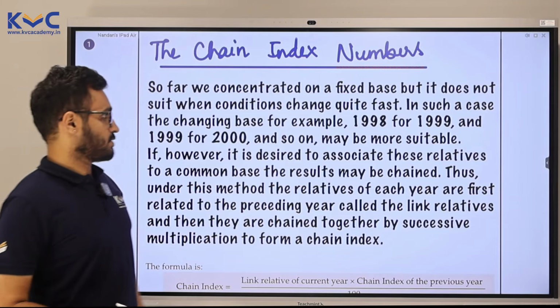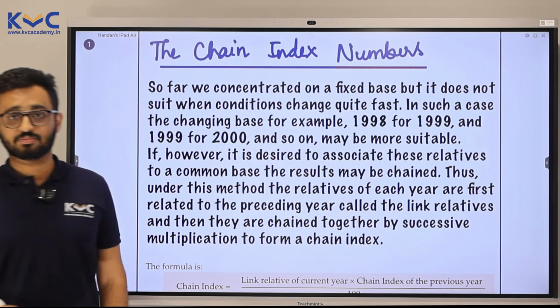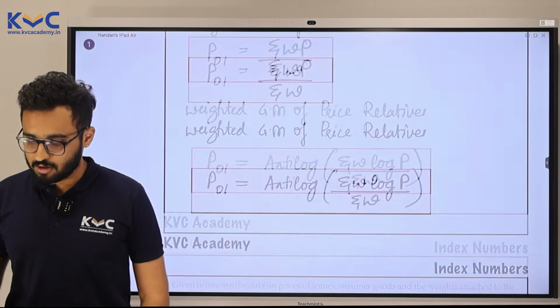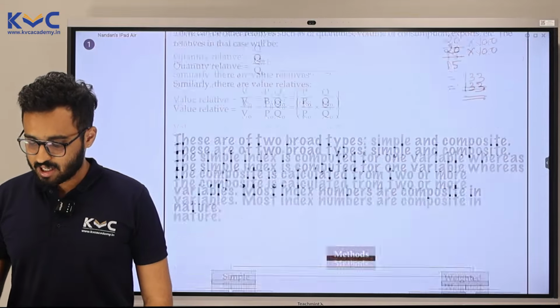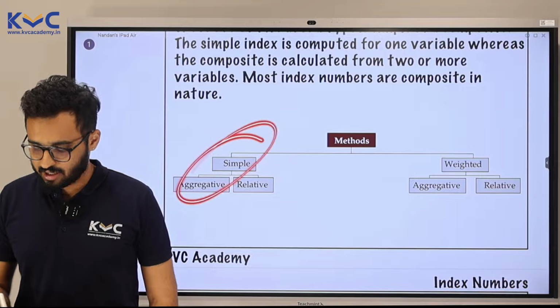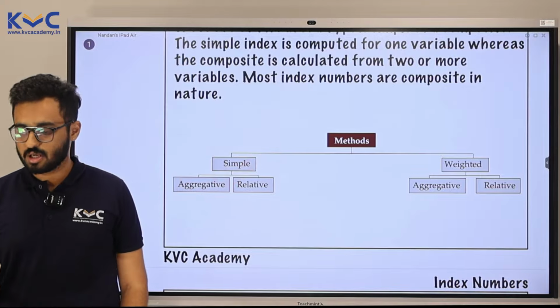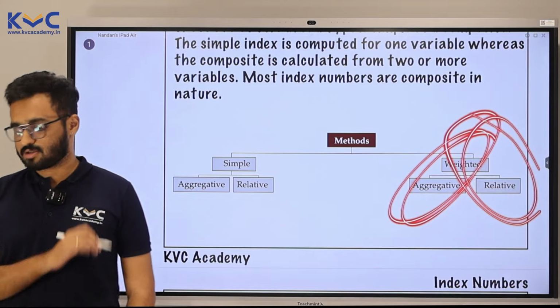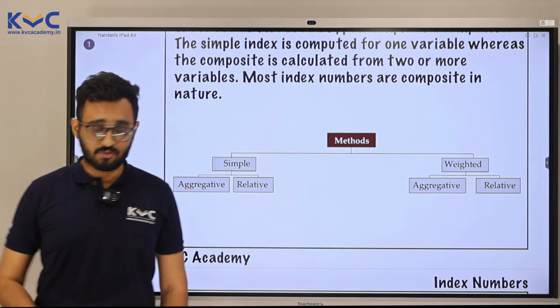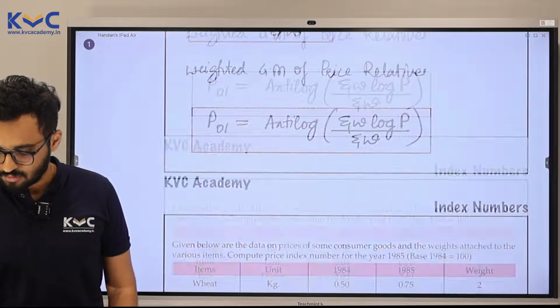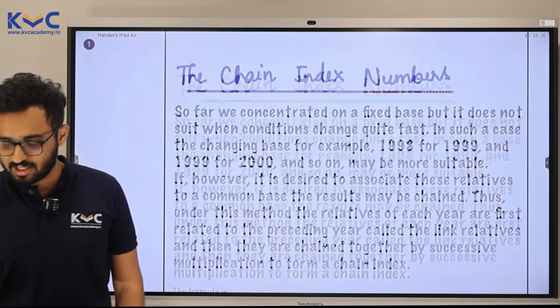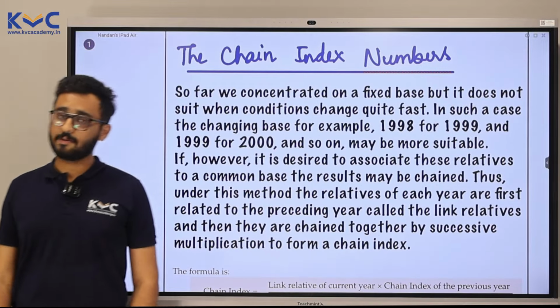Understood? Wonderful. So that is about all the different types of index numbers that we can calculate, right? If I take you back here, simple aggregative, simple average of relatives, weighted aggregative, weighted average of relatives. All of this we have discussed successfully, right? Awesome. So that is our one set of discussion.